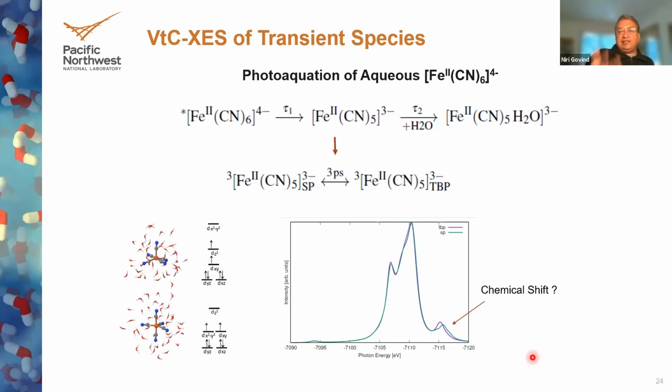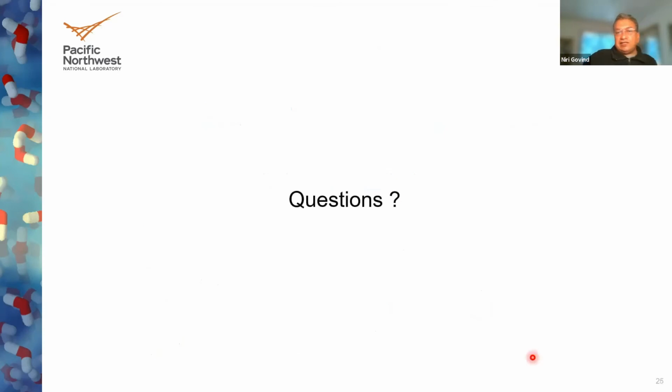But I think it's still interesting. It's a challenge that we can pose to the experimentalists: do you have the resolution to tease apart these two structures? This is ongoing work which we pose to our collaborators at Argonne. So I'll stop here and take questions for the valence-to-core part.